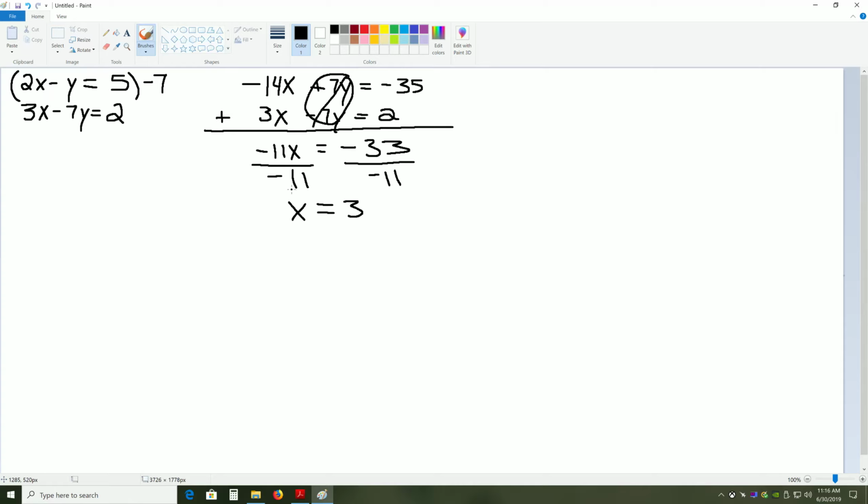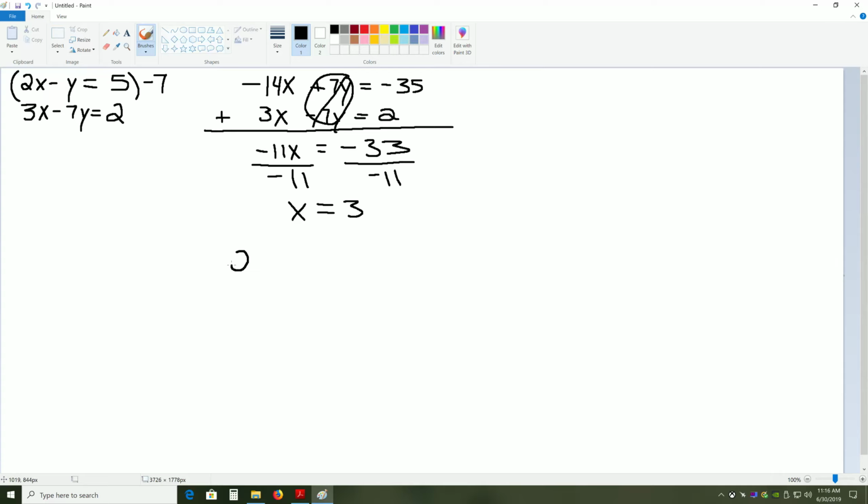Okay, so from here, we now go back to either one of our original equations, and we plug this 3 in to solve for the y value that we don't know. And in this scenario, it will more than likely be easier to solve the first equation as there's less information in front of the y. We only have a negative y instead of a negative 7y like we did in the second.